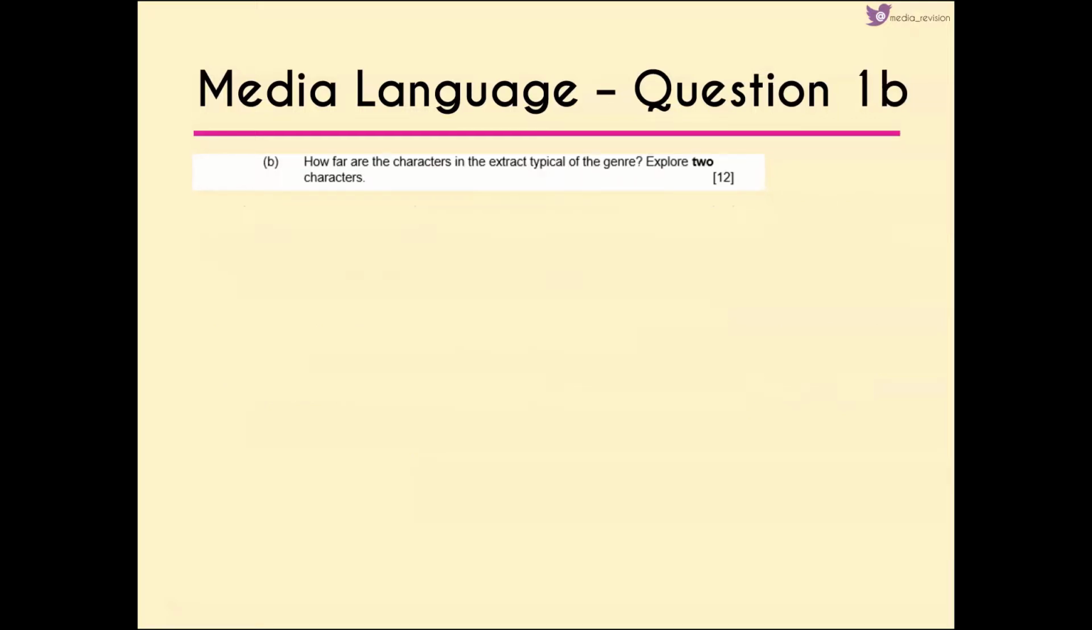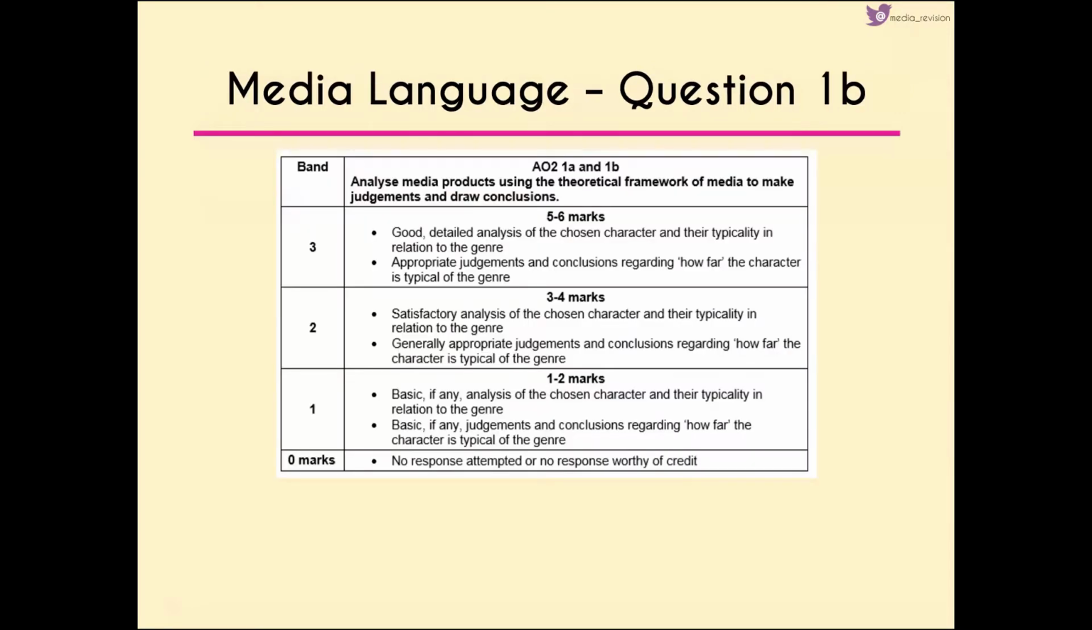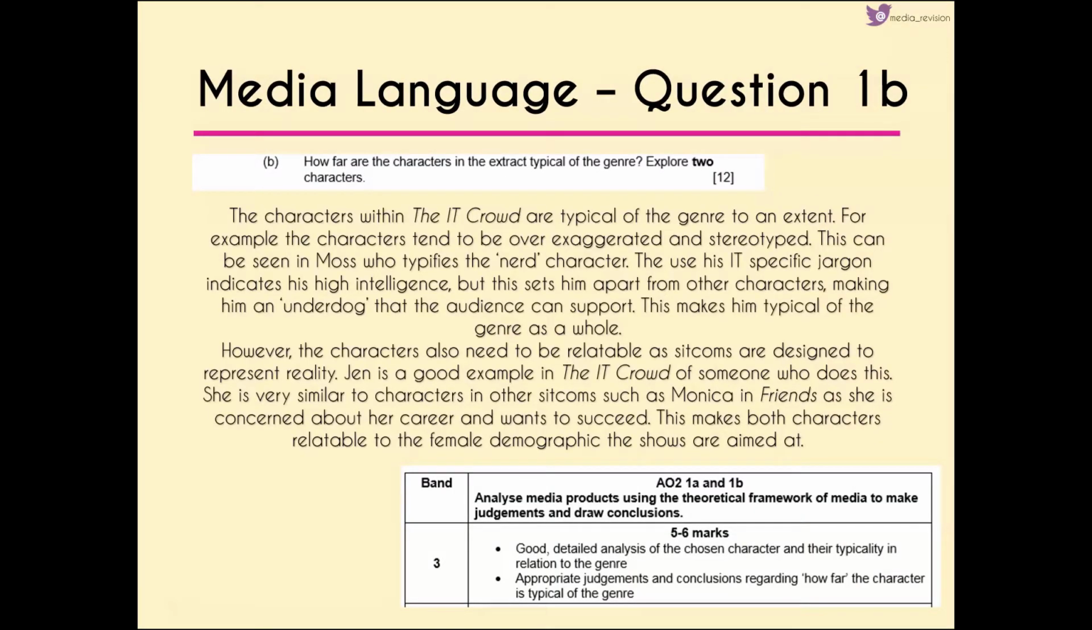Who knows? How far are the characters in the extract typical of the genre? Explore 2 characters. Okay, so we've only got 3 bands here because it's worth less marks. Well, it's worth more marks, but you have to explore 2 characters, so you get up to 6 marks for one, and up to 6 marks for another. So that's why we only go up as far as good, because they're splitting those marks in half. Alright, so the characters within the IT Crowd are typical of the genre to an extent.